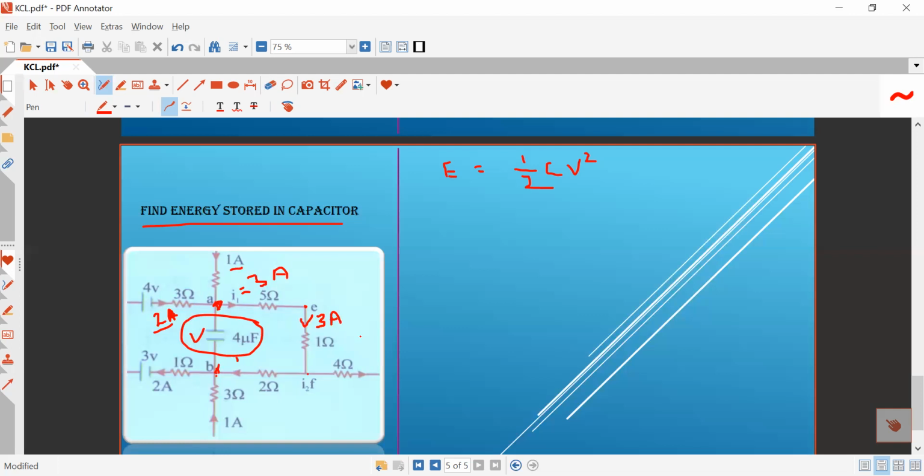And now at this node, what will be the value of current? So you can see, consider this node B. You can see here at node B, outgoing current is 2 ampere and incoming current is 1 ampere. So this current will also be 1 ampere, because according to Kirchhoff current law, outgoing current must be equal to incoming current. So at this point, outgoing current is 2 ampere, so at this point, incoming current will also be 2 ampere. So 1 ampere is here. So obviously this branch current will be 1 ampere.